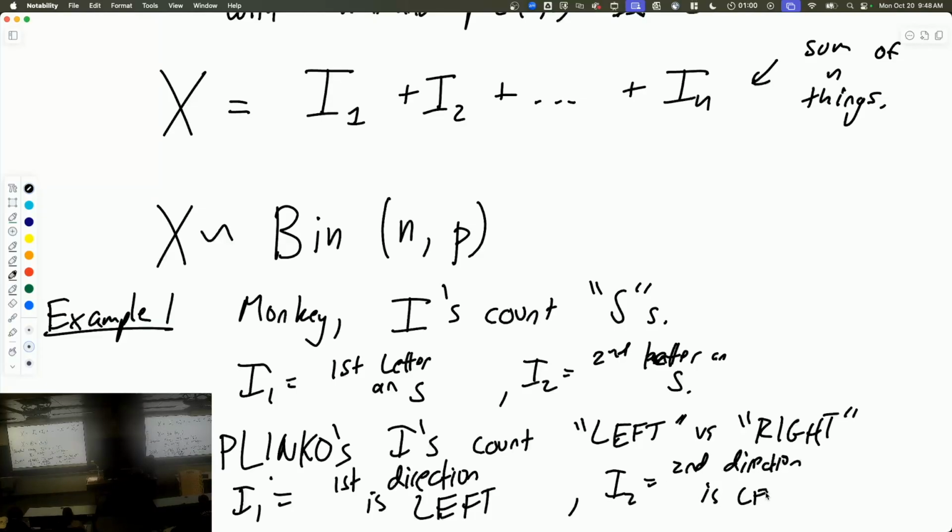So anytime you can count something up, and you can write the thing you care about as a sum of those individual things, it will be this binomial distribution. It could be monkeys, it could be the Plinko. As long as you can figure out a way to think about it where you're adding up a bunch of different things, lefts and rights over here, it gives you your final position, and counting up the S's gives you the number of S's, then you will have a binomial distribution.